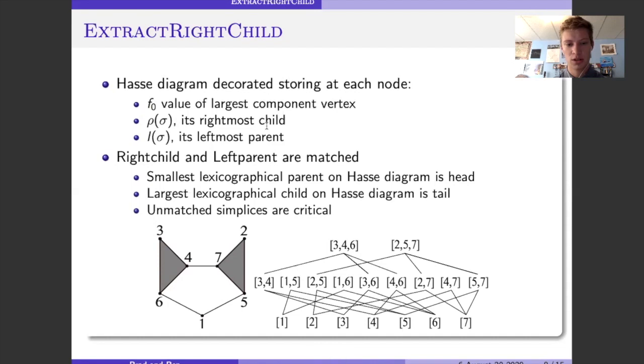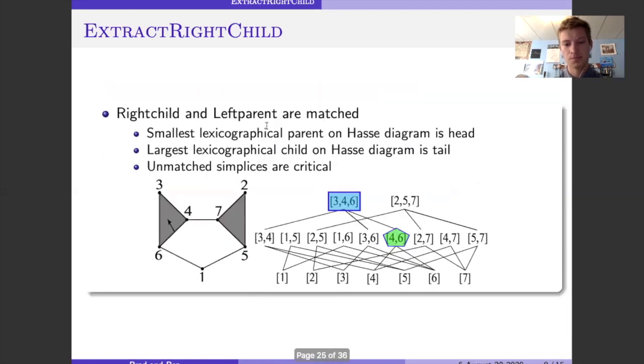So for an example here, this is our simplicial complex on the left, this cat-shaped thing. And then on the right, we have our Hasse diagram. All of our matchings are going to occur after we've enumerated all of this, every node with this important data. We're just going to go through from the highest dimension down and say, okay, what's the rightmost child of everything? So 3, 4, 6, what's its rightmost child? It's 4, 6. And then also, what's the leftmost parent of 4, 6? Well, it's 3, 4, 6. What's its smallest lexicographically valued thing based off of F naught?